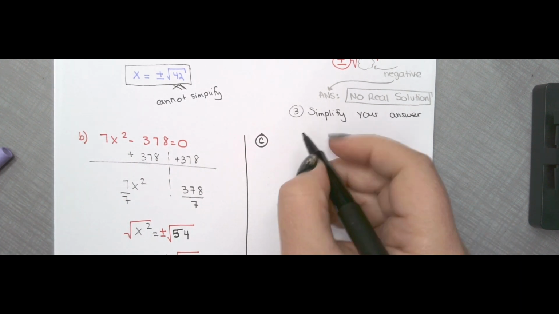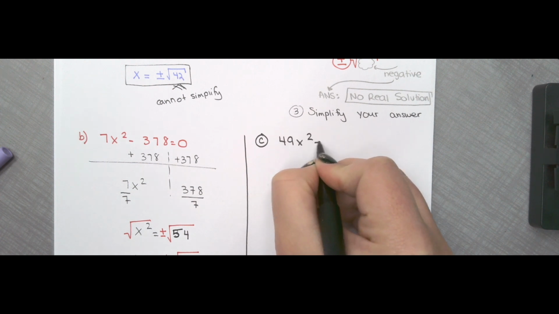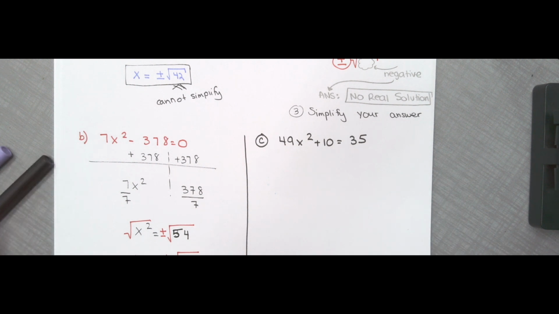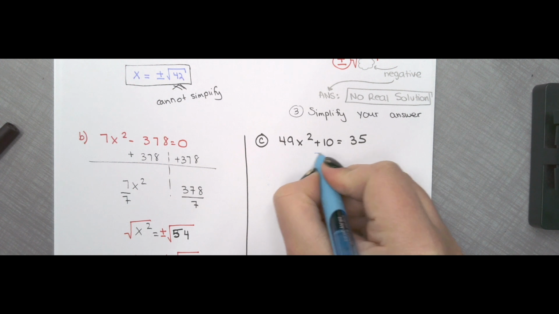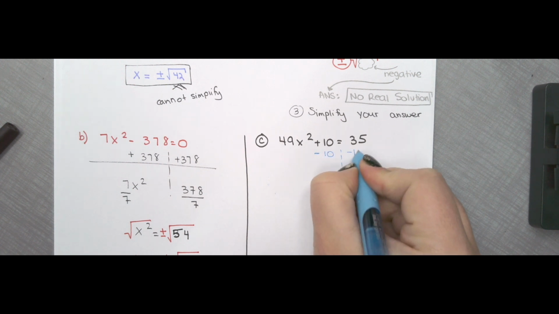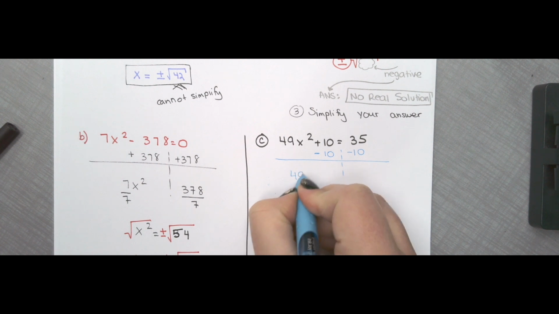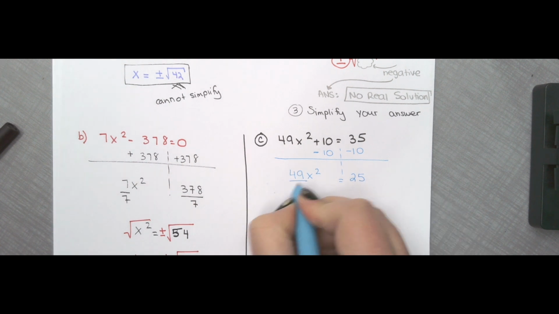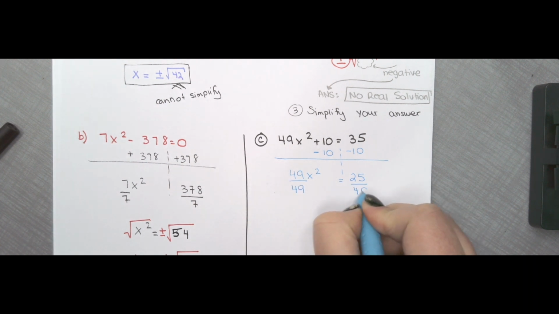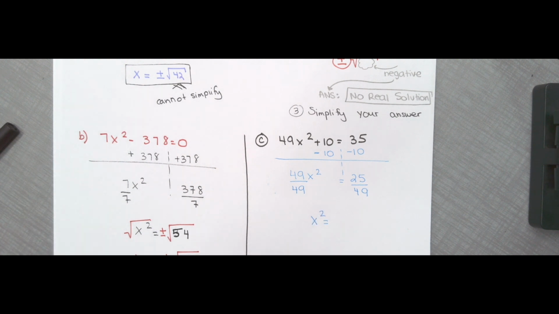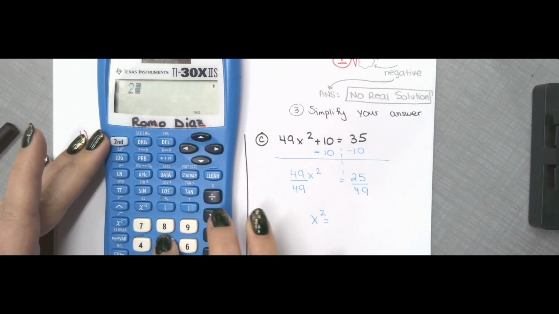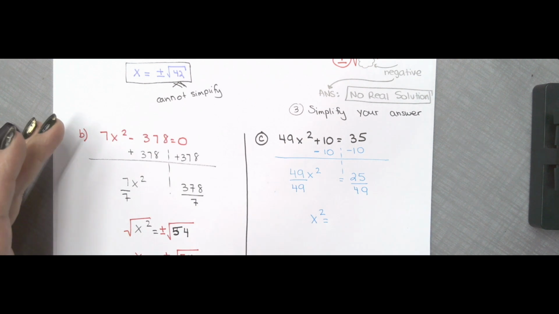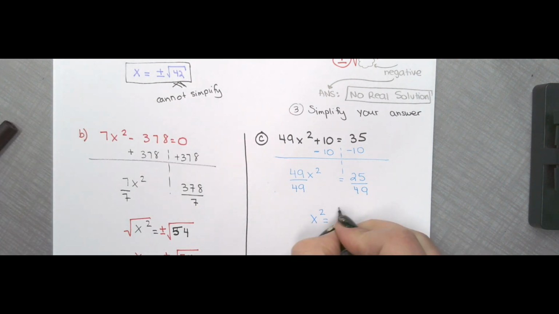And this one gives us 49x squared plus 10 is equal to 35. We're going to, again, isolate x squared. So we're going to subtract 10. We got 49x squared is equal to, what do we get, 25? Divided by 49, divided by 49. That means x squared is equal to, now, if we type in 25 divided by 49 in the calculator, it gives us a decimal. We cannot have any decimals, okay? Decimals, big no-nos. So we have to keep it as a fraction.